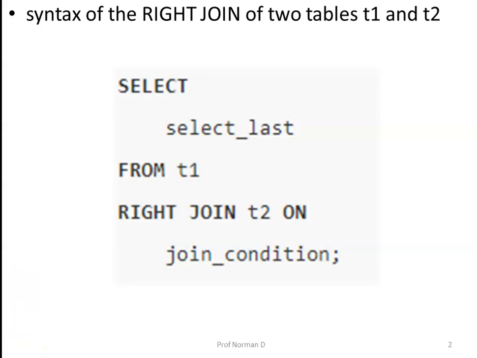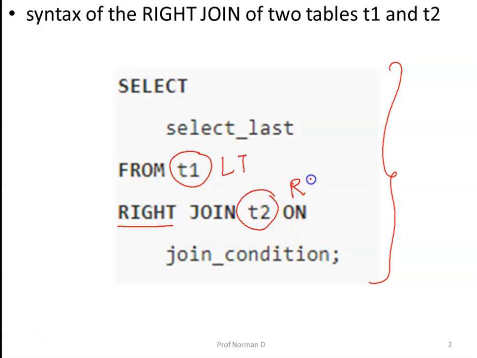Now the syntax of right join is quite similar to that of an inner join and that of a left join. The only difference is that we are making use of a keyword over here, that is right. In this syntax, T1 is the left table and T2 is the right table. The join condition specifies the rule for matching rows in both the tables, similar to the previous joins.